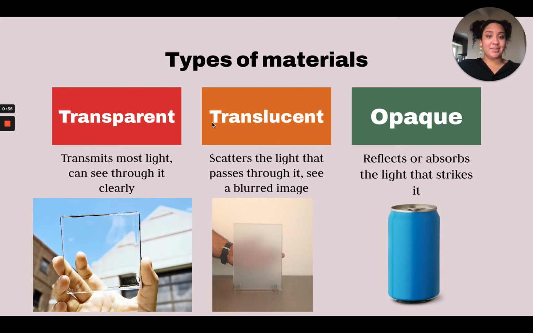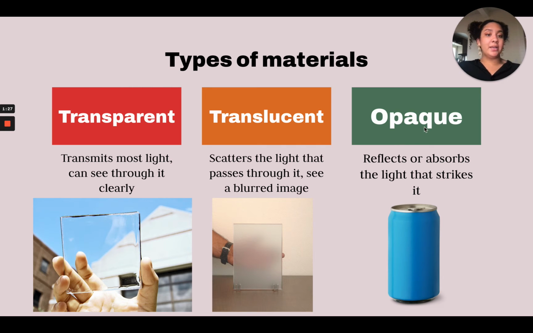Then there's translucent. It could kind of pass through, but also some of it gets absorbed. So it scatters the light and passes through it, so you just see a blurred image. You might see a stained glass. That is a type of translucent glass. Or sometimes people have showers that have translucent windows on it, so you don't see the person showering, right? So that is translucent.